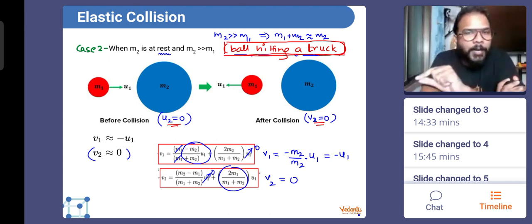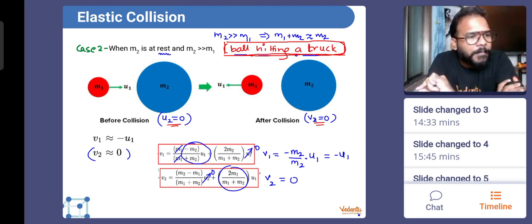Then the arrogance in the chat box is not acceptable. The arrogance in the chat box is not acceptable in my class. There is an email ID, vk@vedantu.com. There is a number. Speak to your Sam. Come again.